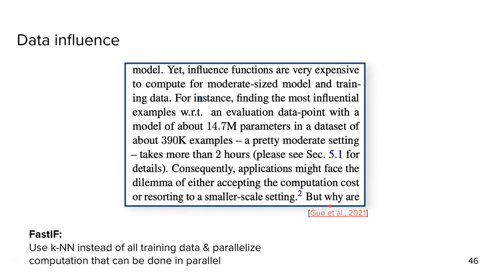So this is a follow-up paper from 2021, and they say, well, finding the most influential examples with these influence functions techniques that I mentioned before, for a model of really small size these days, with 390K examples, takes more than 2 hours. So you still need to wait a lot of time to get these training examples that are influential for your prediction. So in this paper, they introduced certain things that can speed up this whole process. And most recently, a couple of weeks ago, one of the important AI startups, Anthropic, applied this on an even bigger scale. So this continues to be an important technique.